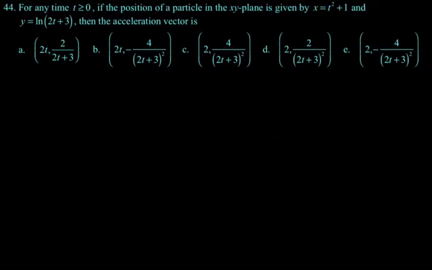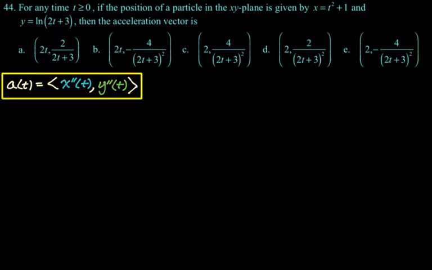All right, for any time t greater than or equal to 0, if the position of a particle in the xy plane is given by x is t squared plus 1 and y is the natural log of 2t plus 3, the acceleration vector. So we have position, we're going to need to go down to the second derivative here. So acceleration is x double prime, y double prime. On a free response question, I would definitely write that before I dove in and did the problem. Now I'm going to dive in and do the problem.